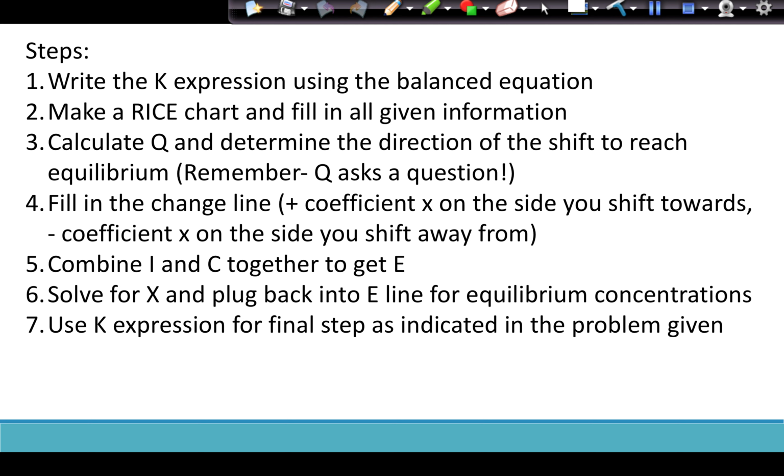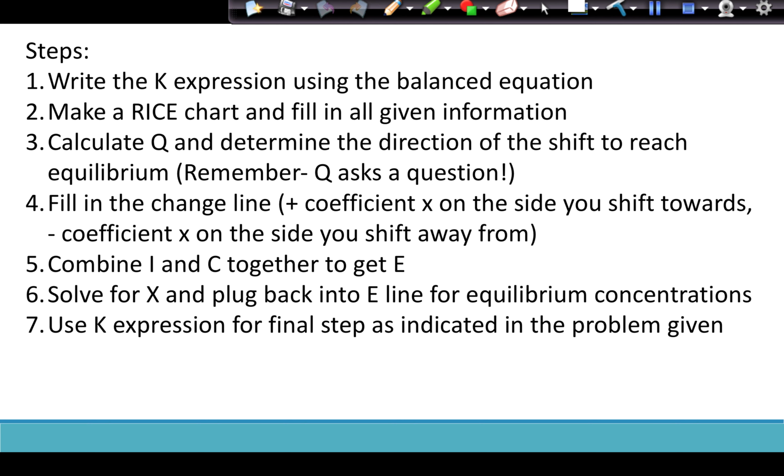Next, step 3 was to calculate the Q. Remember that Q asks a question. To reach equilibrium, is the product concentration increasing or is the reactant concentration increasing? Remember, since Q was less than the value of K, we had to make more products to reach equilibrium. In order to make more products, the concentration of the reactants had to decrease.